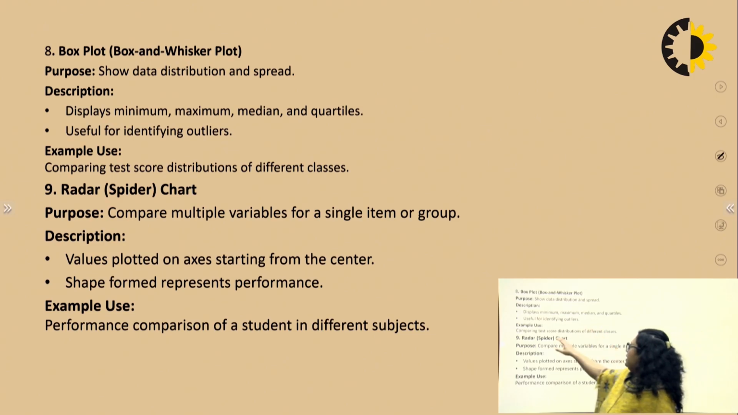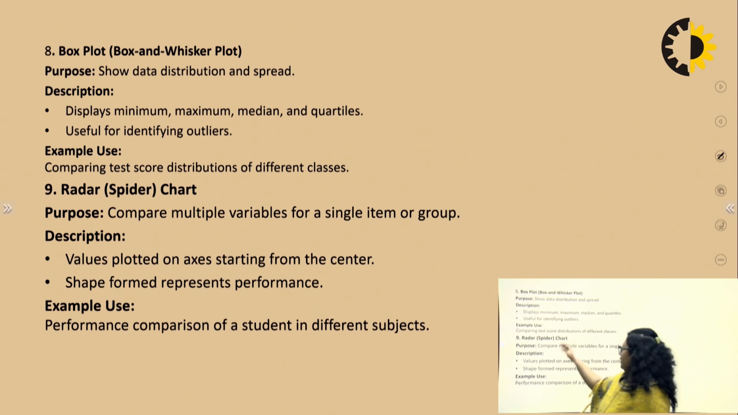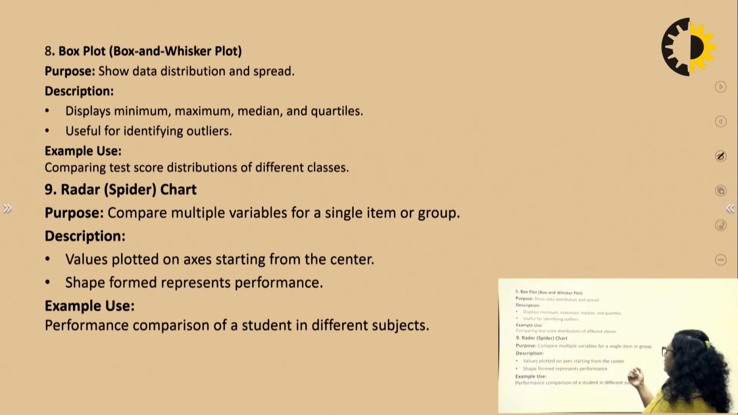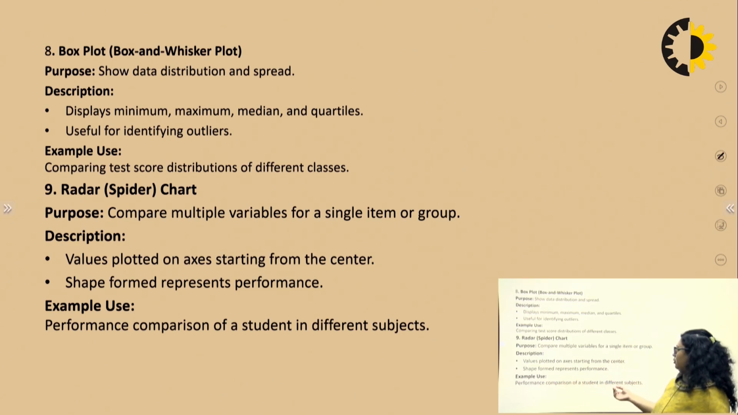So radar chart. What is the purpose of radar chart? It compares multiple variables for a single item or group. Description: values are plotted on axes starting from the center, and the shape formed represents performance. An example of radar chart is performance comparison of a student for different subjects, or we can say it as spider chart.